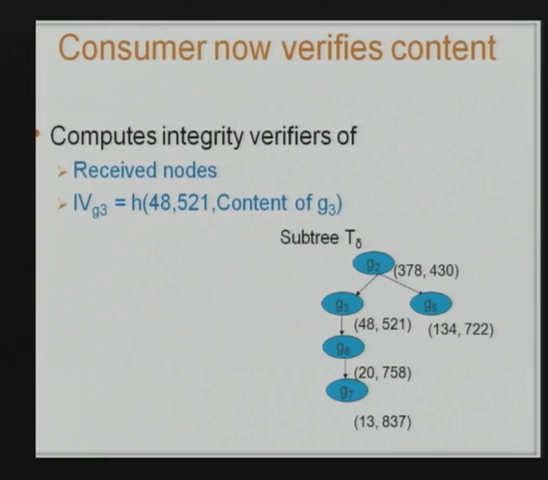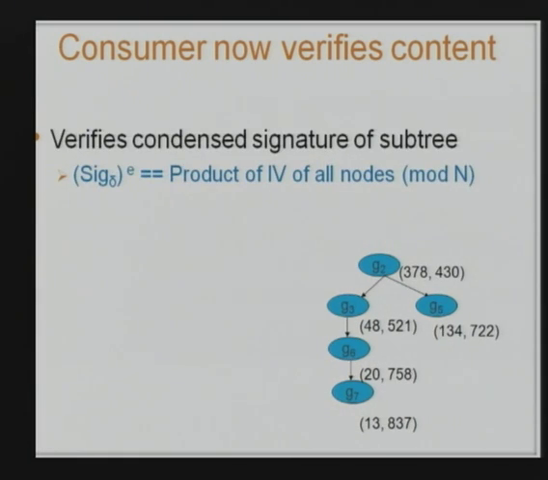Now when the receiver receives the subtree, it computes the integrity verifier of each node by taking the structural position of the node. Let's say G3 has a structural position 48,521, and the content of G3, whatever is received, is passed through a hash function. That hash value becomes the integrity verifier of G3. Then the receiver takes the condensed signature of the subtree and raises it to the power of the public exponent. It basically does an RSA verification. Whether that value is the same as the product of the integrity verifiers of all the nodes, modulo n, of course. If it is the same, then the contents of the nodes are verified.